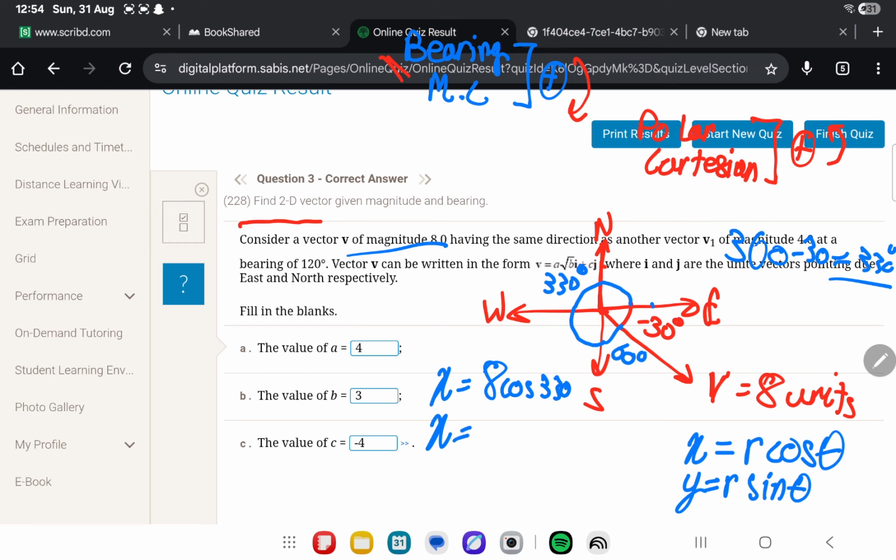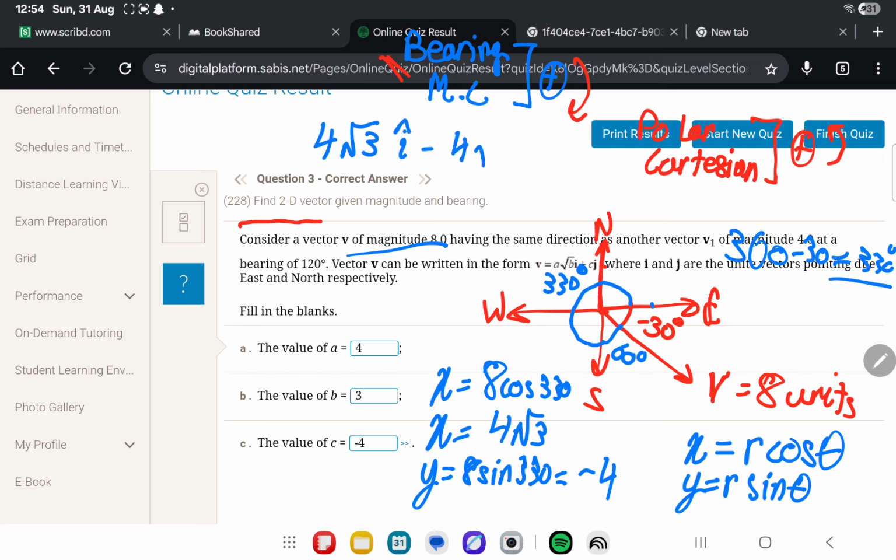Let's do it on a calculator. 8 cosine 330 is 4 radical 3. And for the y, it's going to be 8 sine 330, which gives me negative 4. So this in Cartesian notation is written as 4 radical 3 i minus 4j. This is our vector v.